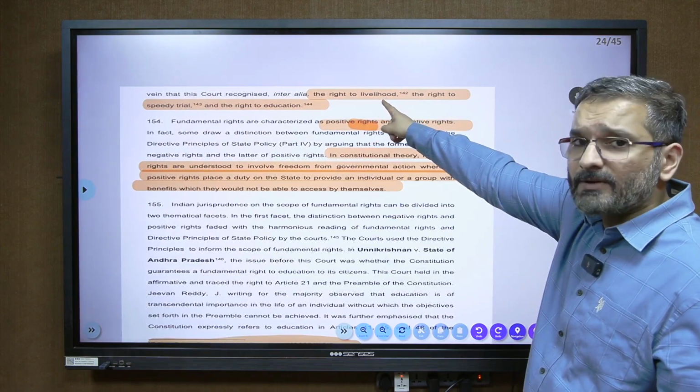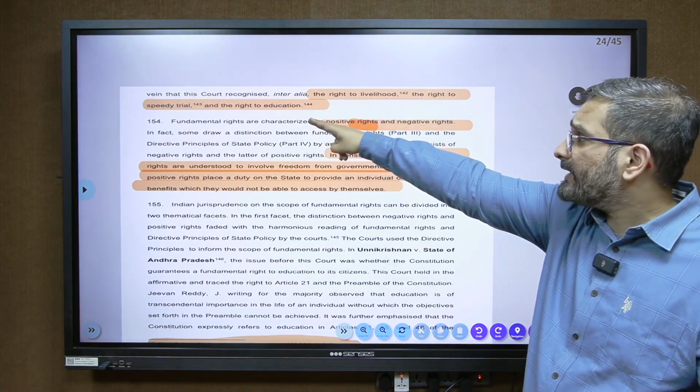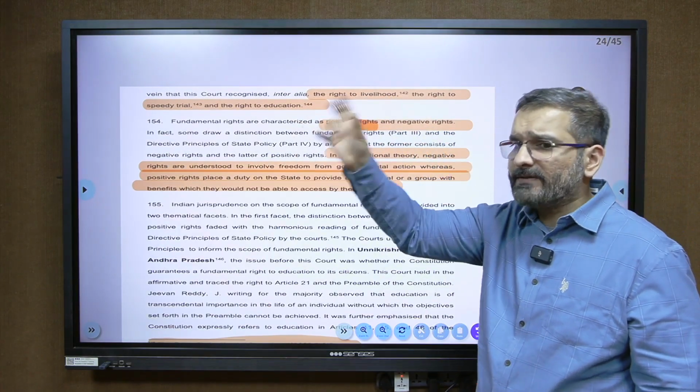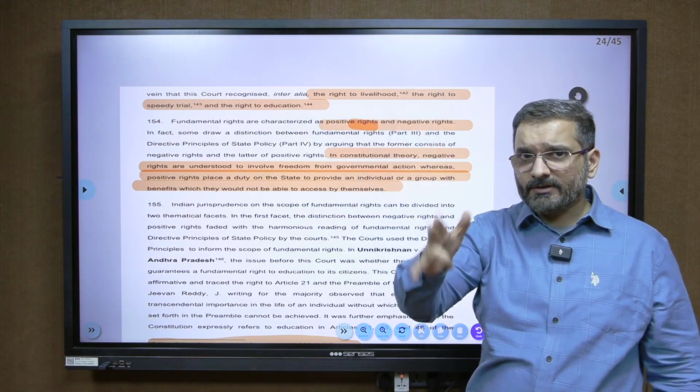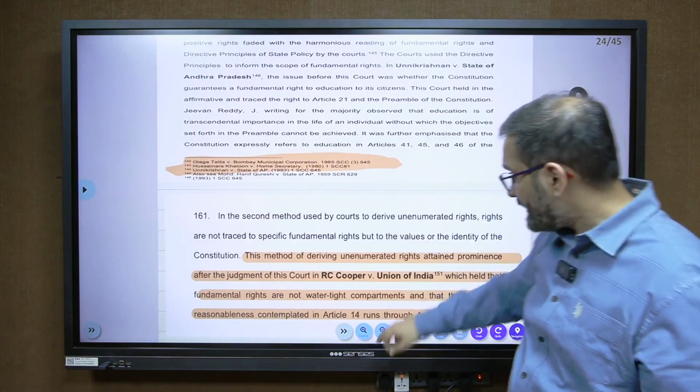So the right to livelihood is now a fundamental right. The right to speedy trial is now a fundamental right. Right to education is a fundamental right. Expressly it was made a fundamental right in Article 21A, 86th Amendment, year 2002. Everything is important. And for right to education, let us also write down the case laws for these three.